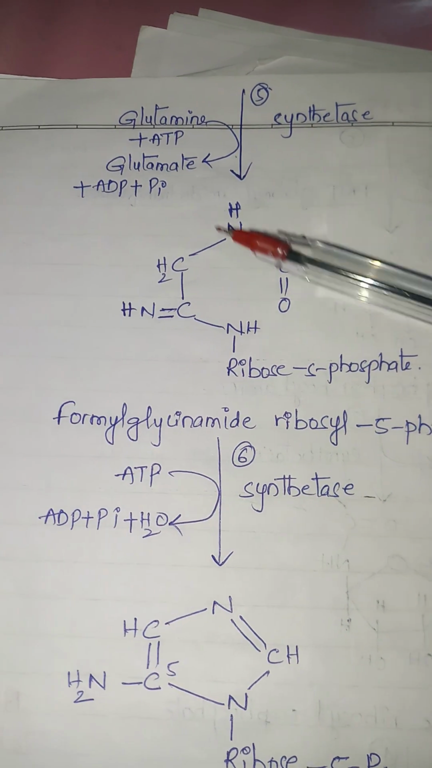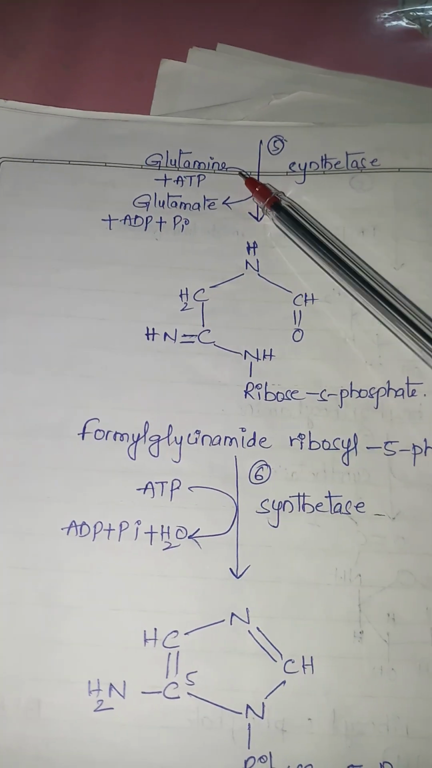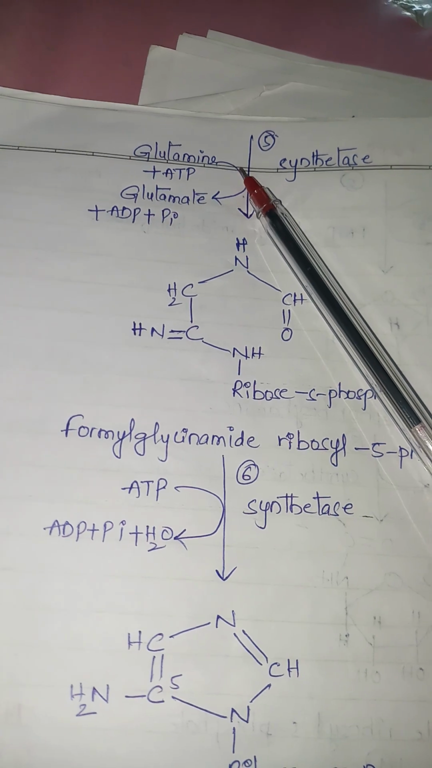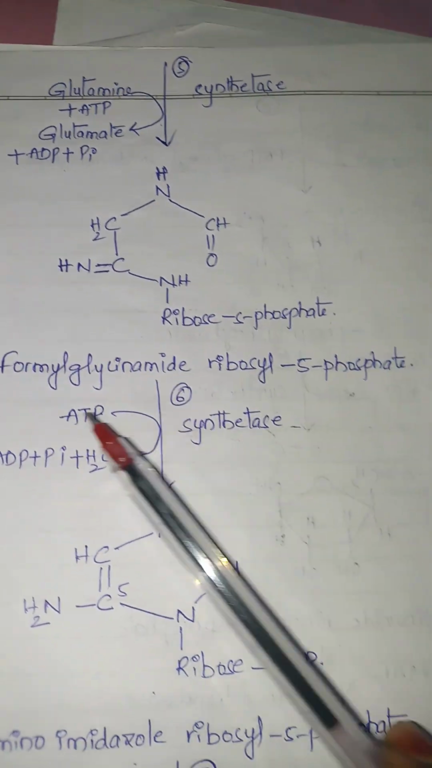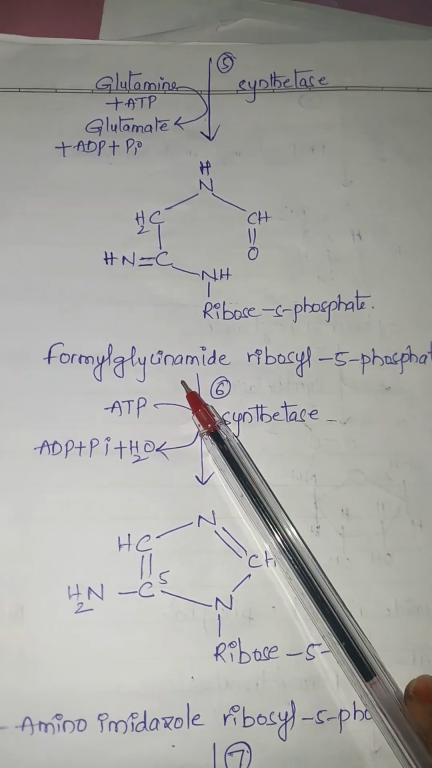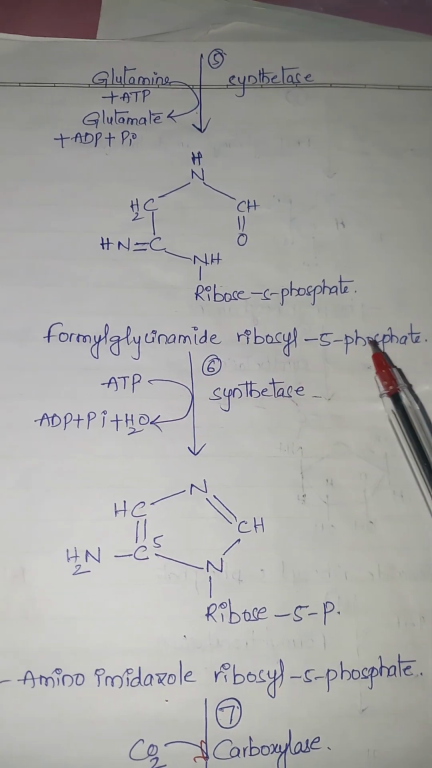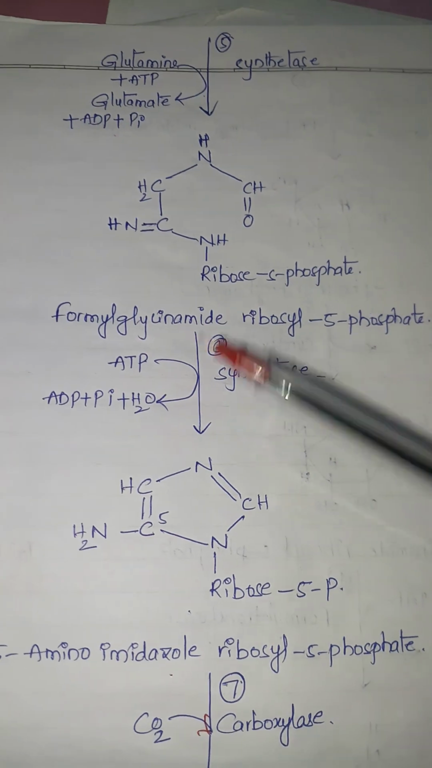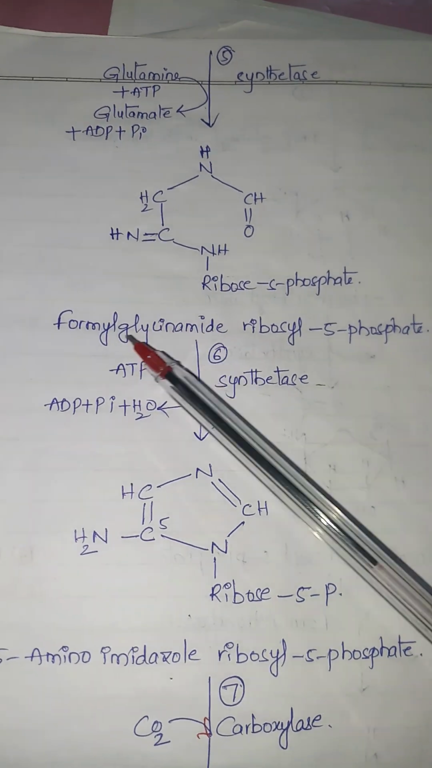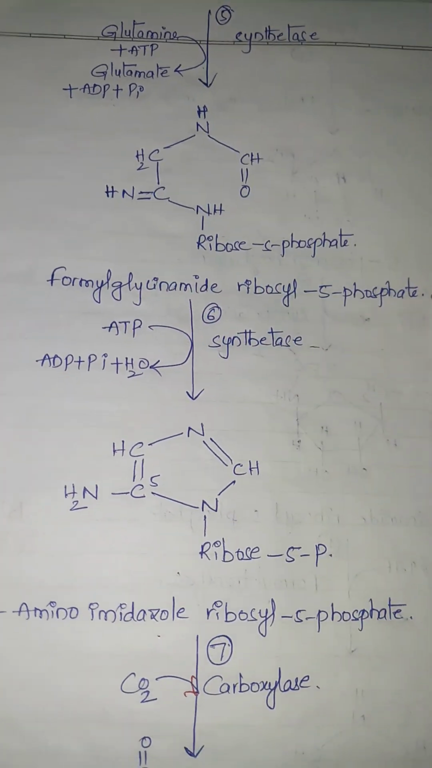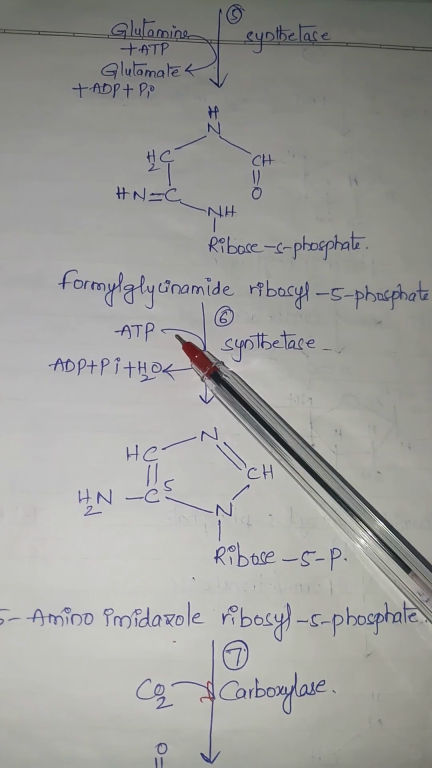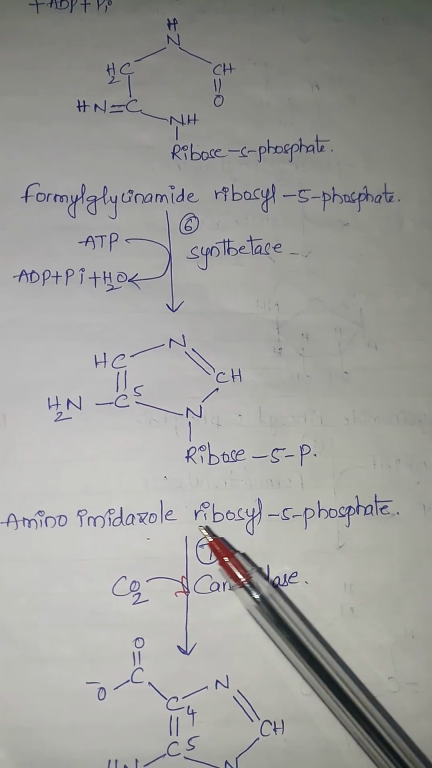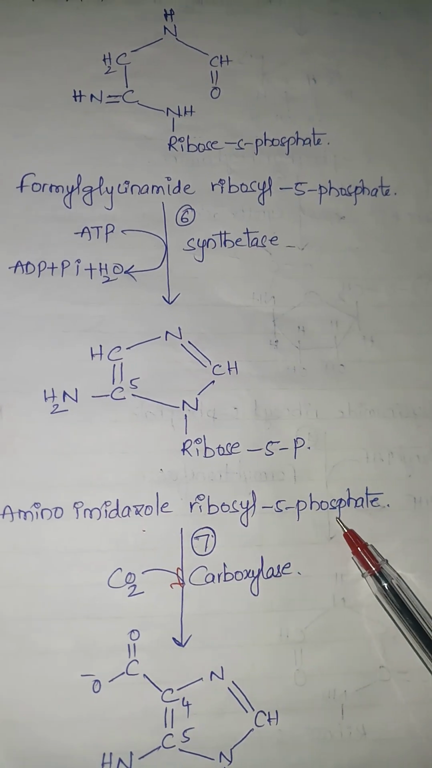Next, glutamine donates the second amide nitrogen group and forms formyl glycinamidine ribosyl 5-phosphate in the presence of synthetase. Then formyl glycinamidine ribosyl 5-phosphate reacts with ATP and forms 5-aminoimidazole ribosyl 5-phosphate.